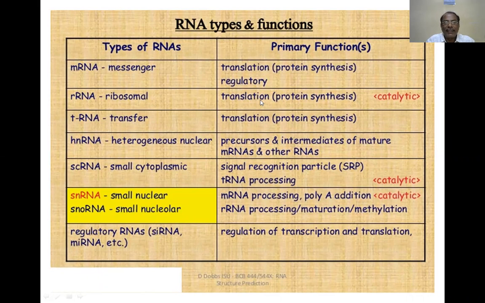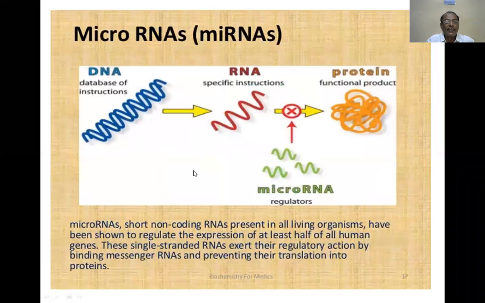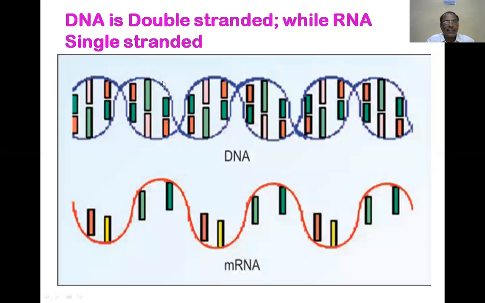That is the mRNA which can produce protein. So small nuclear RNAs, snRNAs, their main function is cutting and joining. The introns are cut out and then the exons are joined together. So these are the small RNAs.